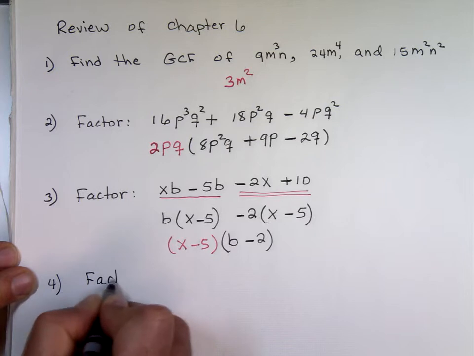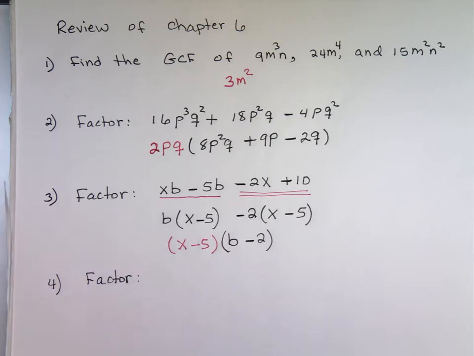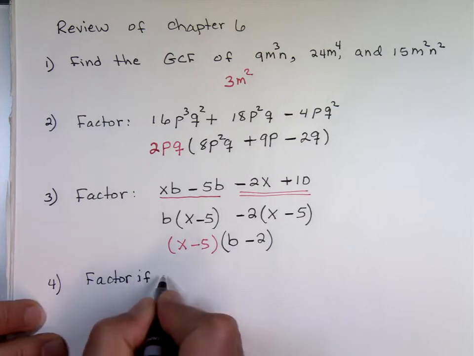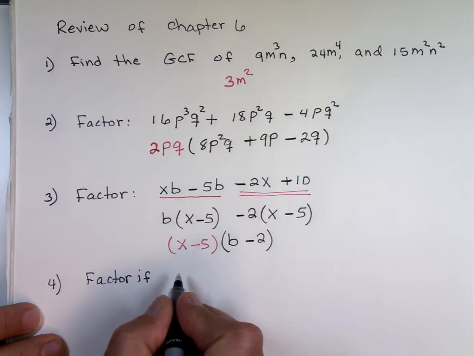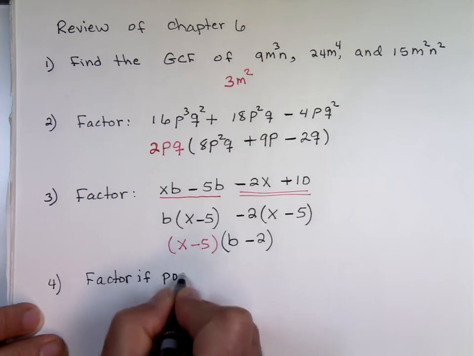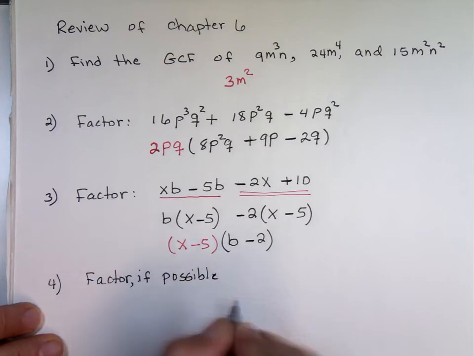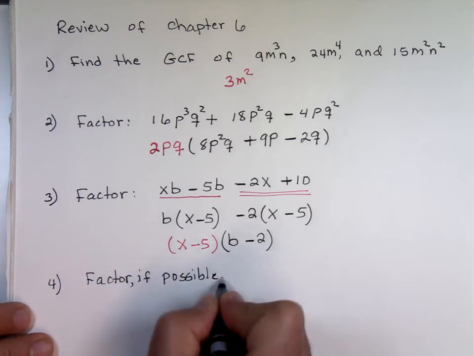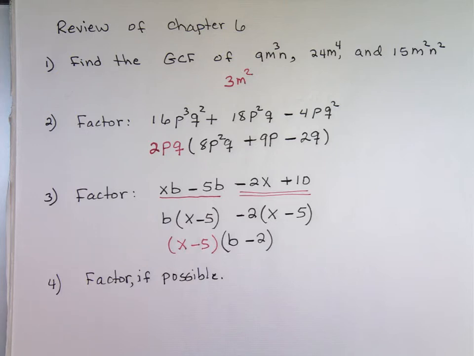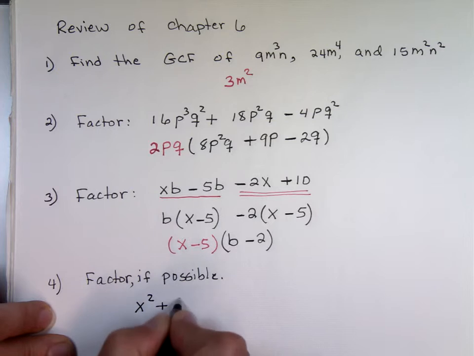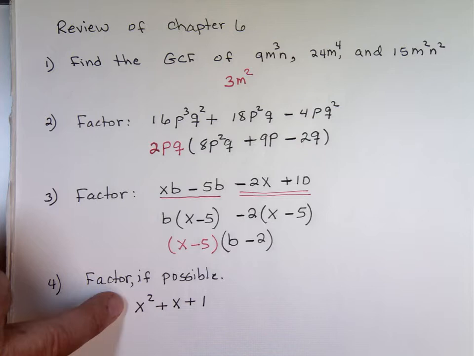Factor. Well, you know what? Let me just rephrase this. Factor if possible. So factor if possible. It might not be possible. Let me take x squared plus x plus 1. Notice the leading coefficient is 1 here.